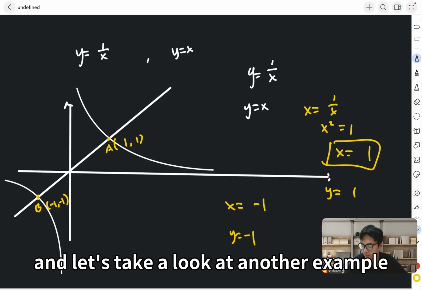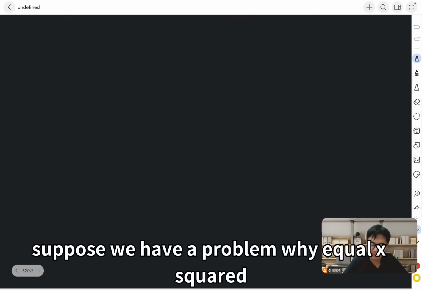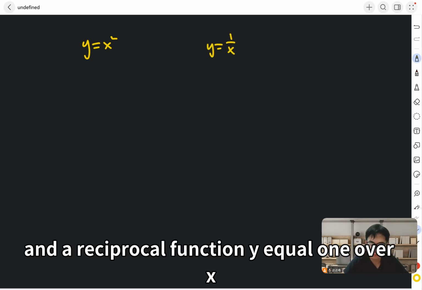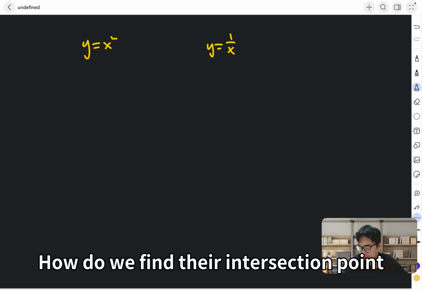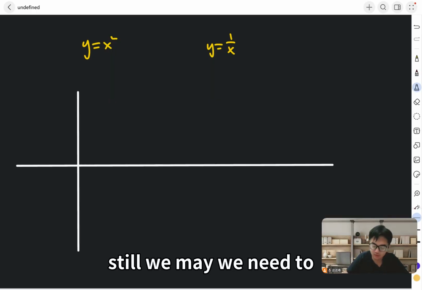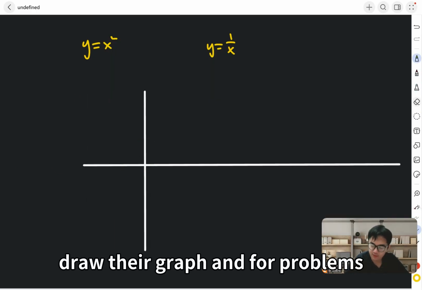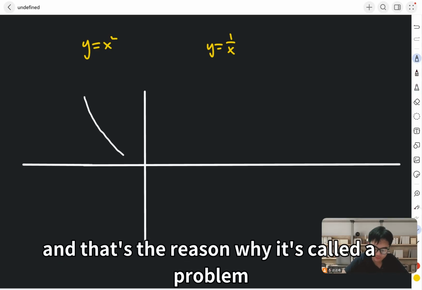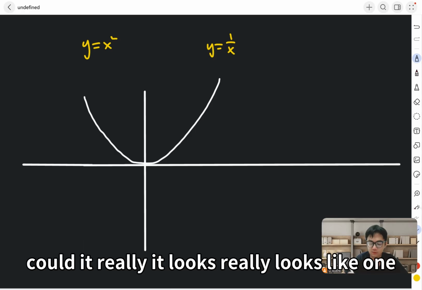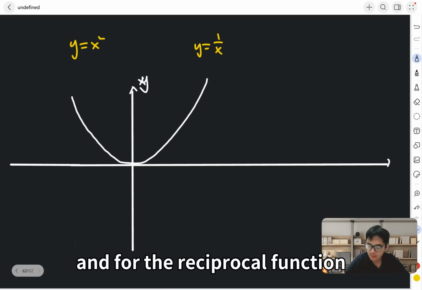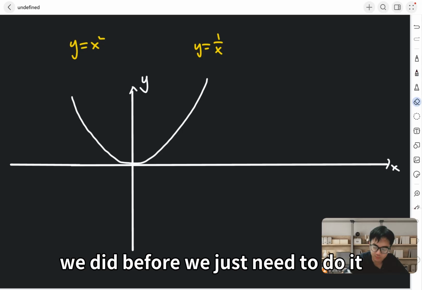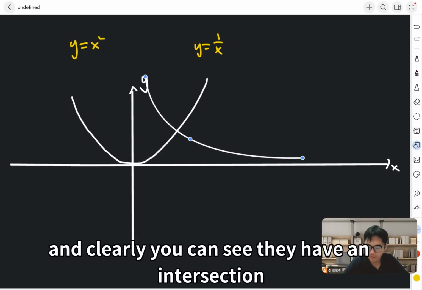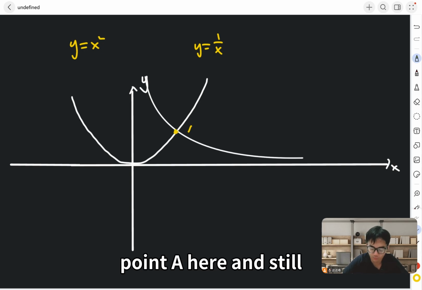Let's take a look at another example. Suppose we have a parabola y equals x squared and a reciprocal function y equals 1 over x. How do we find their intersection points? Still, we need to draw their graphs. For parabolas, it looks like this, and that's the reason why it's called a parabola, because it really looks like one. For the reciprocal function, we just need to draw it again. And clearly you can see they have an intersection point A here.